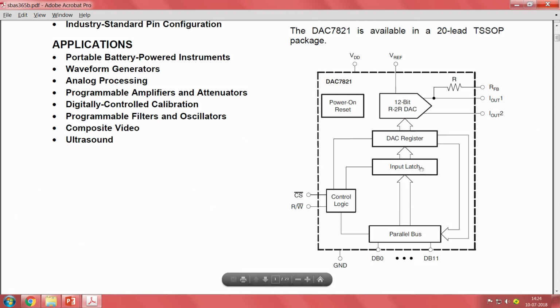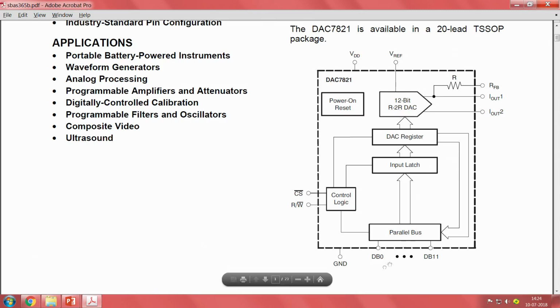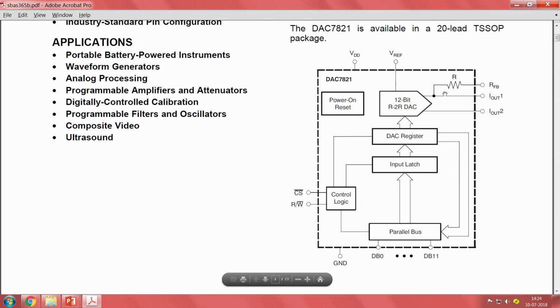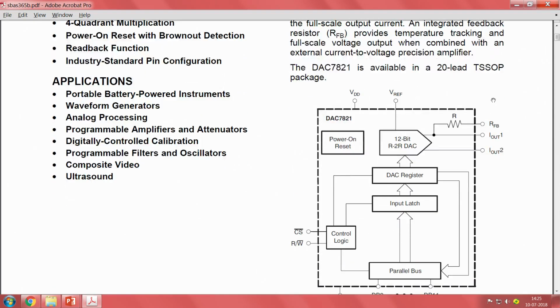There will be a latch. A latch is like a buffer that holds the value until the latch is refreshed again. The new values will not go into the latch until then, and then it will be written into the register, and then the 12 bit R2R ladder, R2R DAC. You could have covered R2R DACs in detail. The 12 bit R2R DAC will convert it into analog voltage and we can see the output here. The output is measured in terms of current, it is given in terms of current.